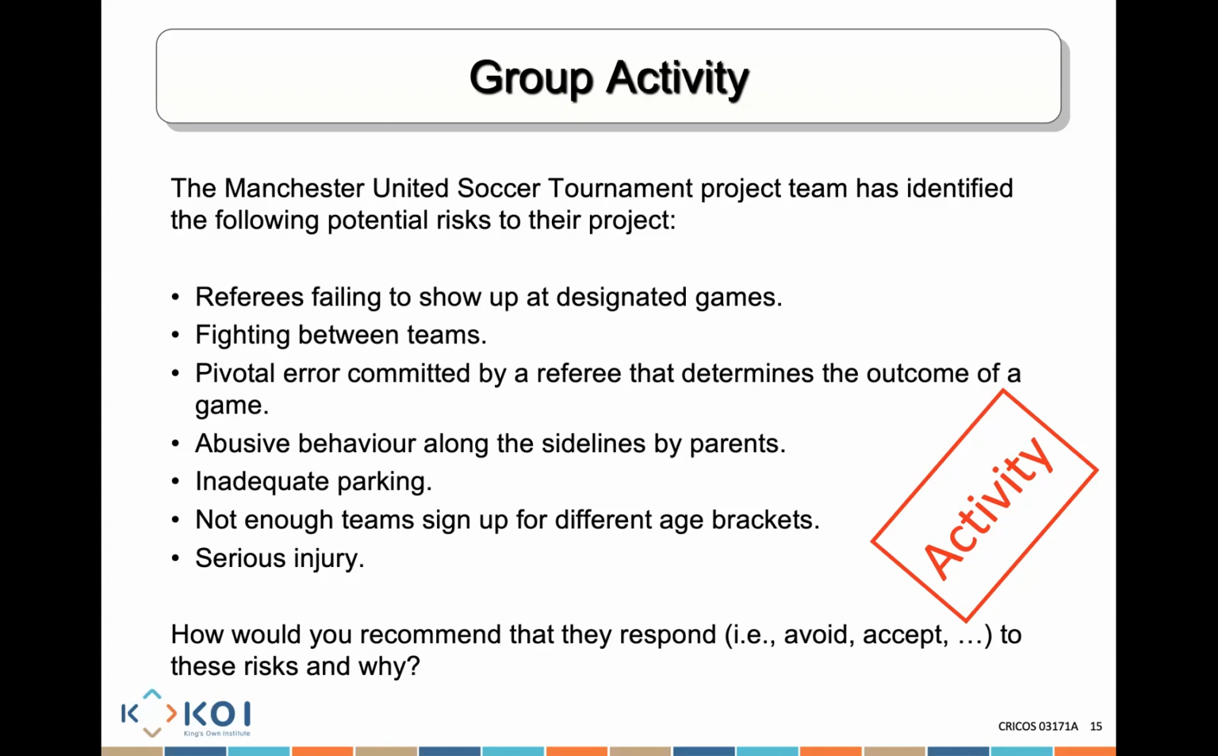Pivotal error committed by a referee that determines the outcome of a game. What would we do there? Retain the risk? Yeah, it could be the case. If it's, let's say, a low issue, not a big problem, we might say, look, we're going to accept that that's a risk. Anyone else decided otherwise? Any other group? What did the other group decide?